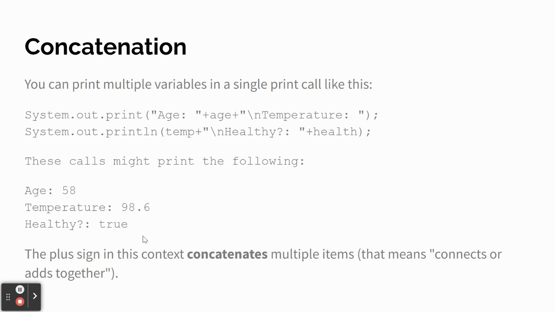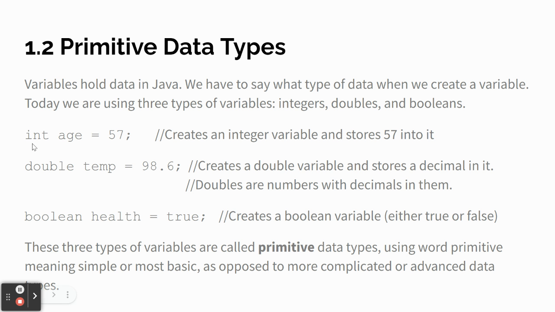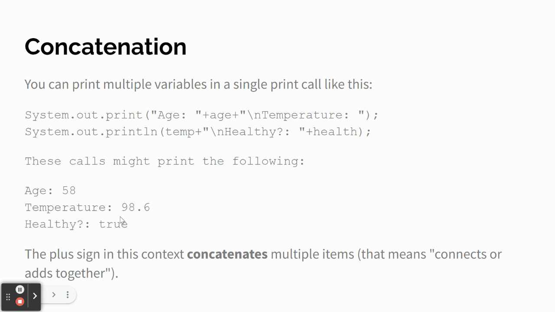If you want to put two or more pieces of data together, you have to join them with plus signs. So see, here's a piece of text, age, colon, space, and then I do plus, and then my variable plus, and then I do another piece of text. And the same thing down here, I do the temperature and the health variable. These were the variables I defined right here, age, temp, and health. So when you use a print call and do plus signs between different things, that's called concatenation, which just means connecting things together. It's not a big deal.